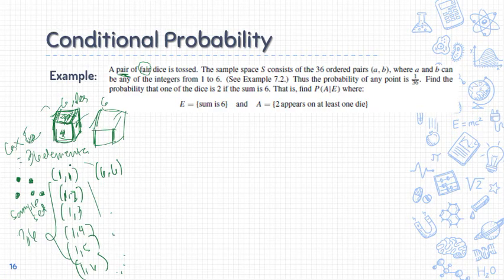Okay? So it says here that our sample set consists of pairs. This is what our sample set contains: 1,1; 1,2; and so on and so on, and then 6,6. Okay? For this one, the first element is A and the second element is B.